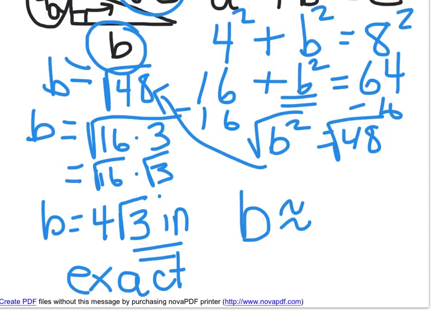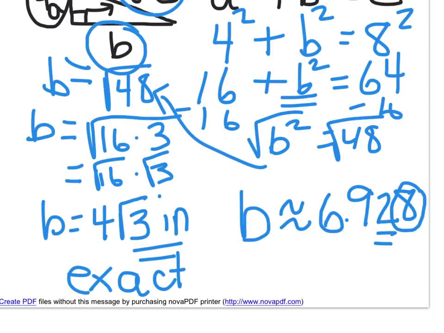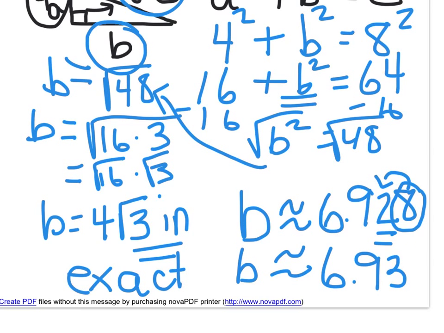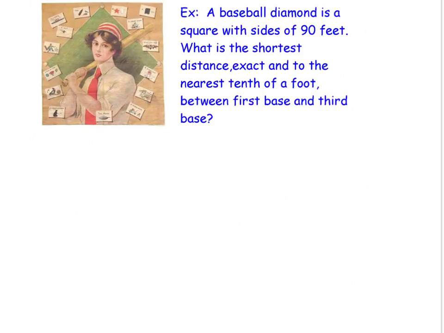Just a quick review on rounding to the hundredths. I have on my calculator 6.928. This is the hundredths place, the 2. In the thousandths place, I have an 8. That's bigger than 5, so this is going to round up in the hundredths place. B is approximately 6.93 inches.